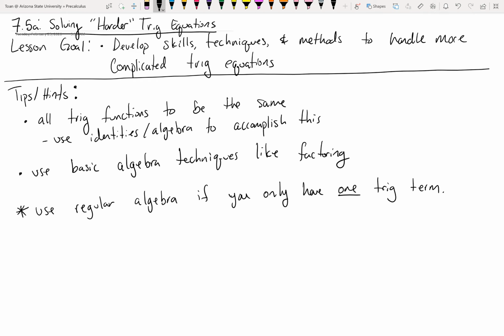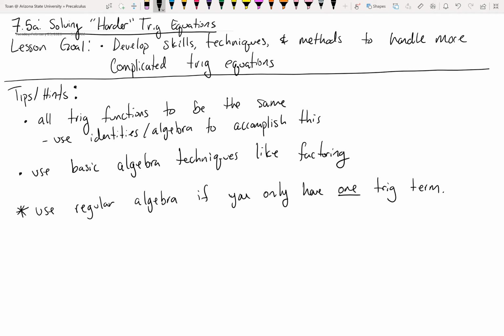If your entire problem only has a single sine or a single cosine or a single tangent, I don't care how crazy or complicated that trig function looks, if you only have one trig function, then it's just straight up regular algebra, inverse operations. You don't need fancy identities. You don't need fancy techniques. And we'll see an example of that as we go on.